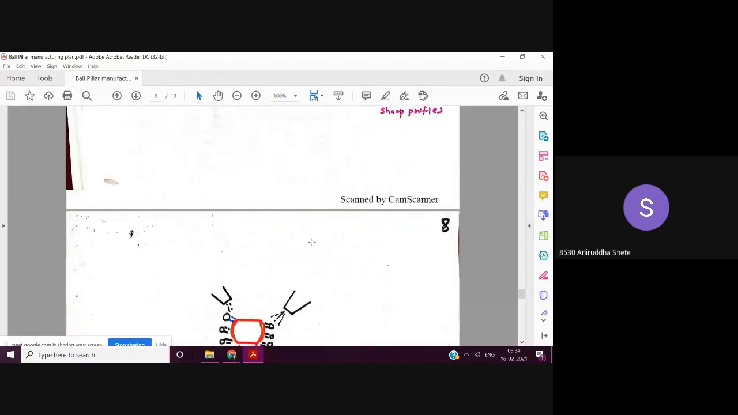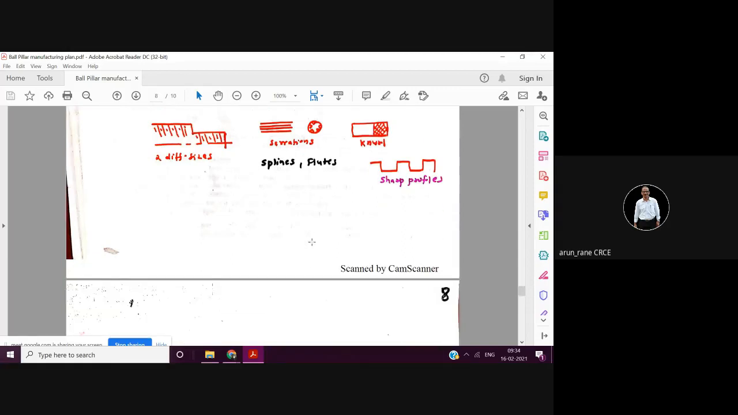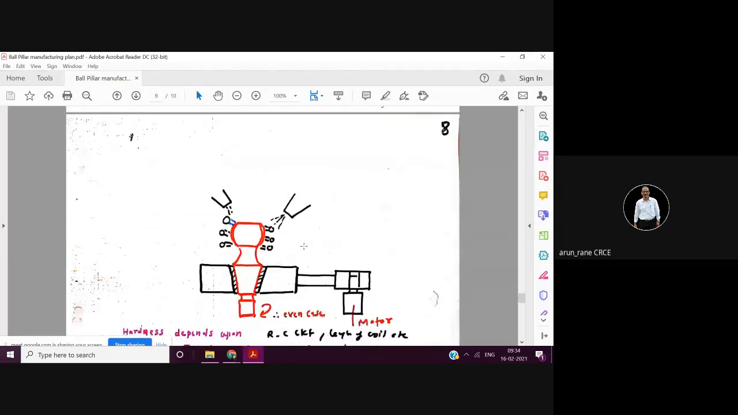So now your first operation was facing. You are done facing. Then you are done center drilling. Then after center drilling, you are done turning setup one. Then we are done turning setup two. Then we are done drilling. Then after drilling, thread rolling. Now you have to see whether all the operations have been done or not, because now the next operation is induction hardening.